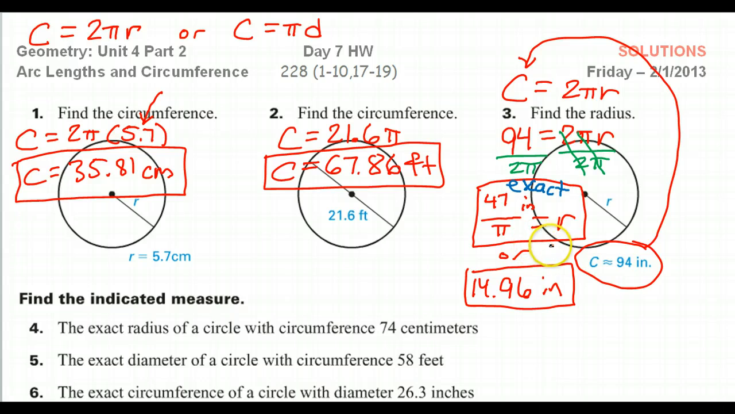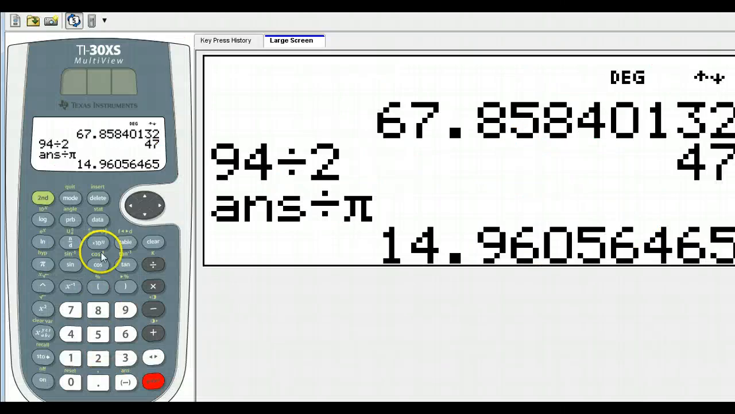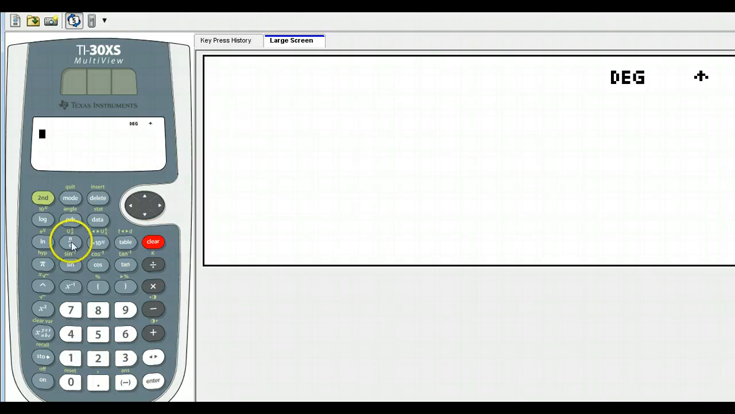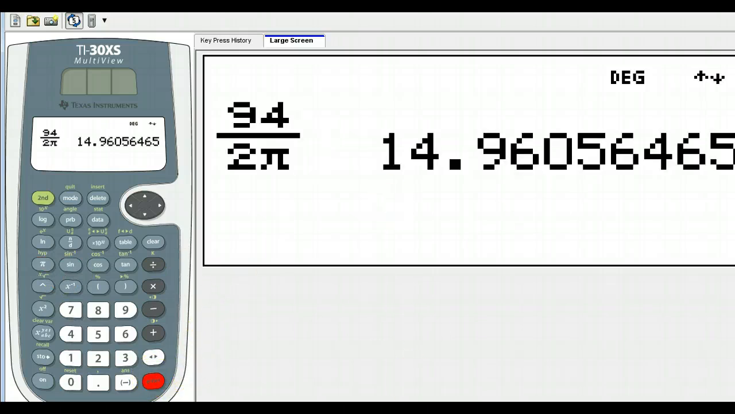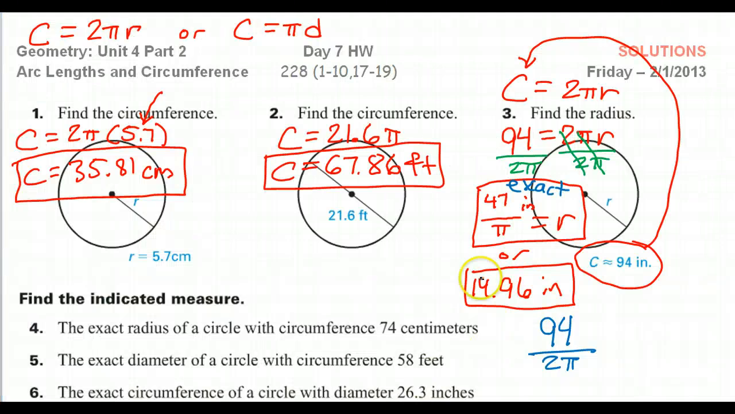There's one thing I have to point out to you, though. Going back to the 94 over 2 pi for a second. Say you wanted to go straight to a decimal on this. You really want to type this in as a fraction. You hit your fraction button, and you hit 94 over 2 pi, just like I had it written on the paper. If I do it this way, I'm going to get the 14.96 that we agreed on.